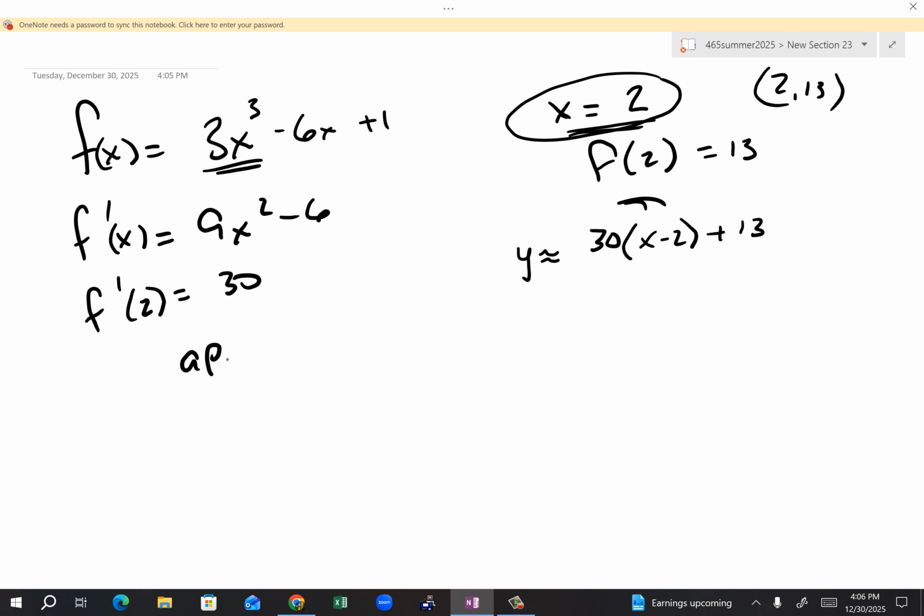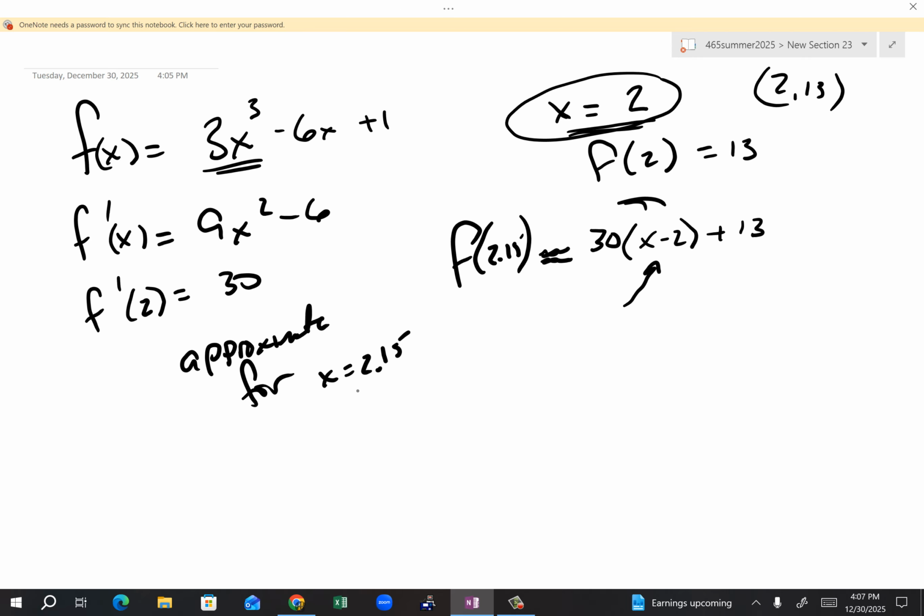I'm going to approximate for x equals 2.15. In other words, what is f of 2.15? Well, it's approximately, now I plug it into here. Now watch this, friends. What is 2.15 minus 2? It's 0.15. I know. Plus 13. Just go with it for a sec. This times this is 4.5, obviously, plus 13 is 17.5.